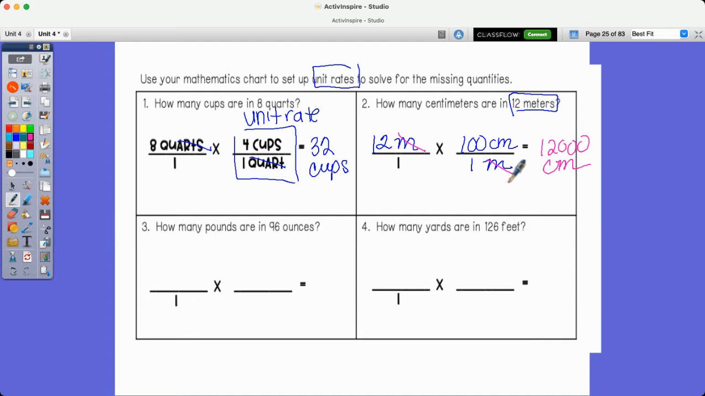How many pounds are in 96 ounces? This is what we put first. So we put 96 oz, abbreviation for ounces. And we're going to look in our star chart. I have 1 pound. And how many ounces are in 1 pound? 16 ounces. This allows me to cancel out my ounces, and I can multiply, and I get 96 divided by 16, and when you do your math, you get 6 pounds.